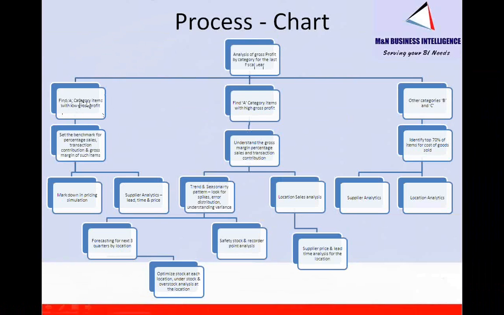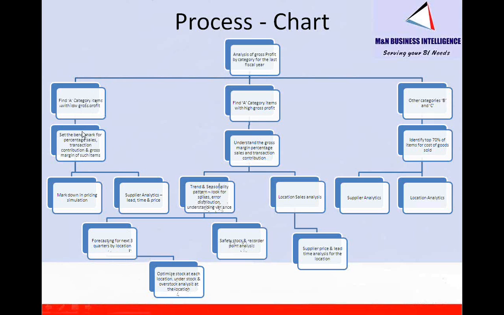We find out the category items with low gross profit, find out the A category items with high gross profit, and other B and C category items. With A category items with high gross profit, understand the gross margin percentage, sales and transaction. Just look at the strength and seasonality. Look at safety stock and reorder point, forecasting for the next 3 months, optimize stock.